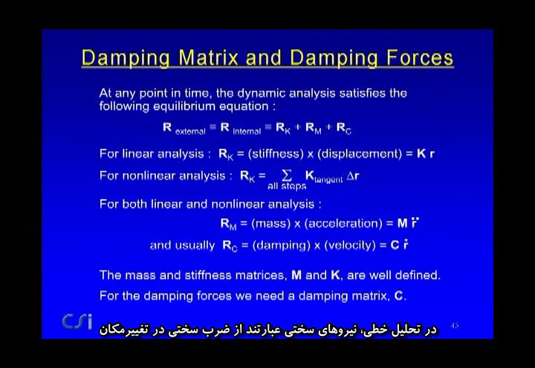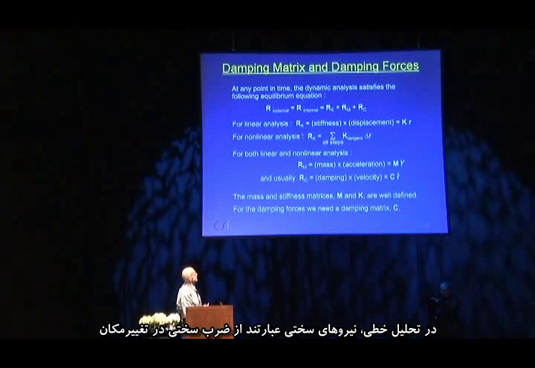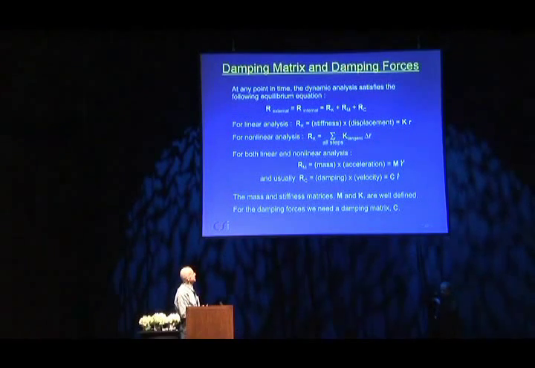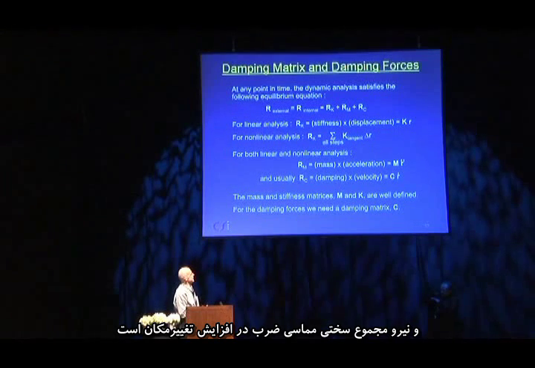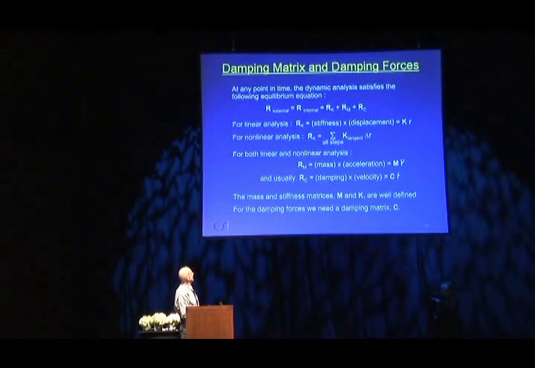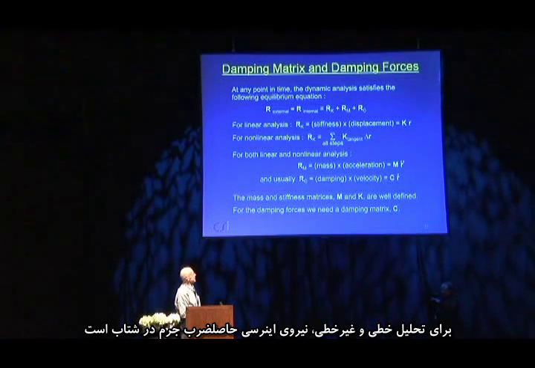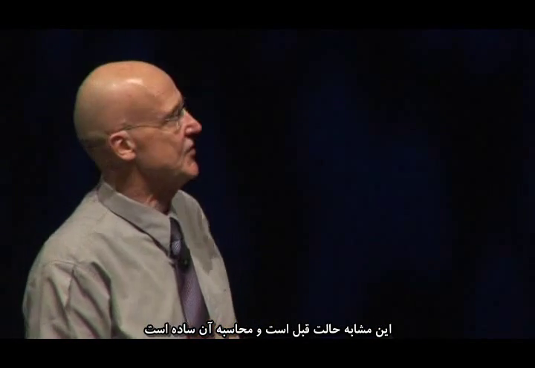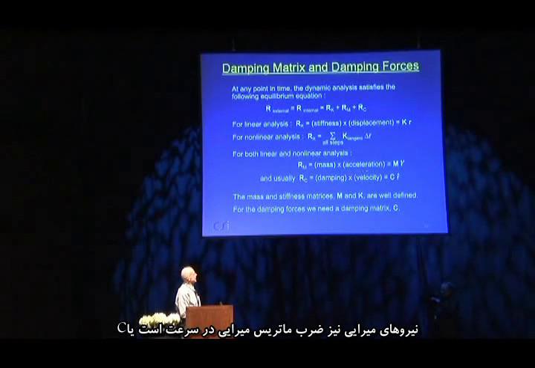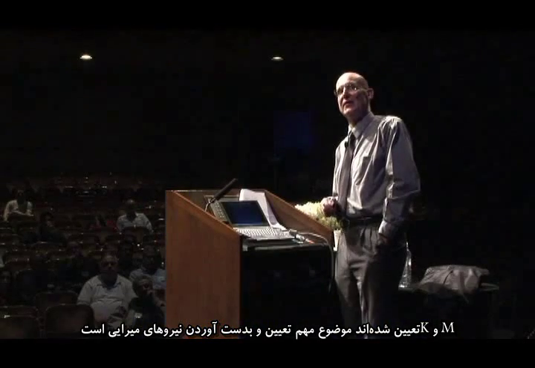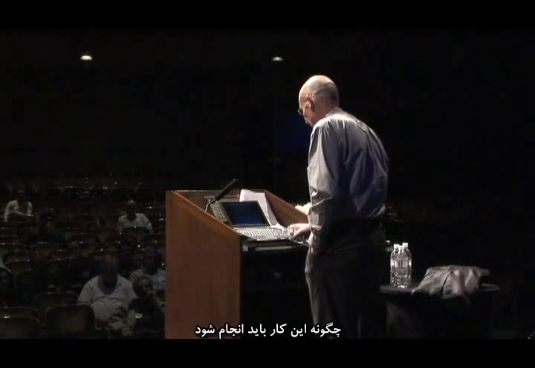For linear analysis, the stiffness force is simply the stiffness times the displacement. For nonlinear analysis, the stiffness is changing all over the place, and basically it's the sum of a tangent stiffness times some displacement increments. For both linear and nonlinear analysis, the inertia forces are mass times acceleration. Those are the same, and that's pretty easy to calculate. And the damping forces are the damping matrix times velocity, or C times r dot. M and K are well defined. The big issue here is we need to get damping forces, so we need a damping matrix C. And how are we going to do that?